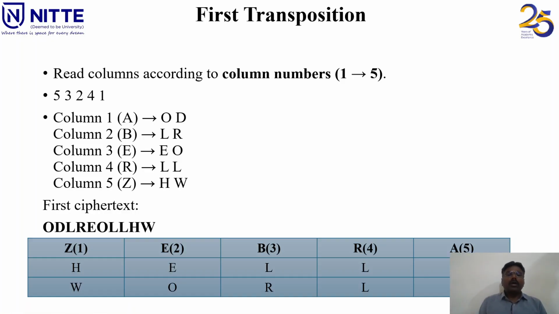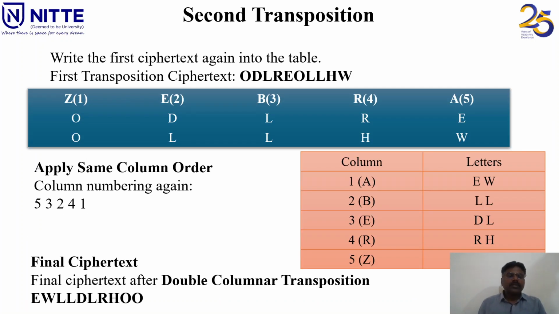Now when we go for the second transposition, this ciphertext we are going to consider as the elements to enter in the given table. Either we can go with the same key or with a different key. So the same elements I will go with respect to zebra 1, 2, 3, 4, 5. So OD, LR, EO, LL, HW becomes the new table for the second round of transposition. Again the same numbering, 5, 3, 2, 4, 1.